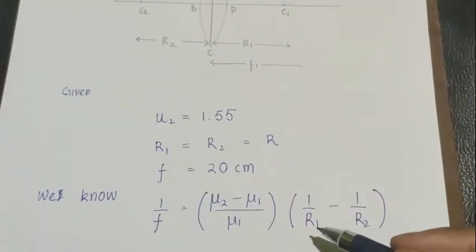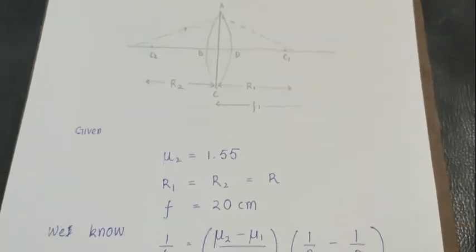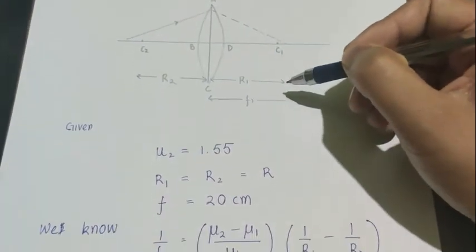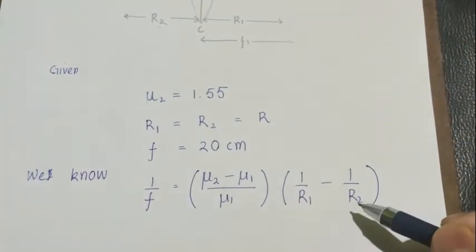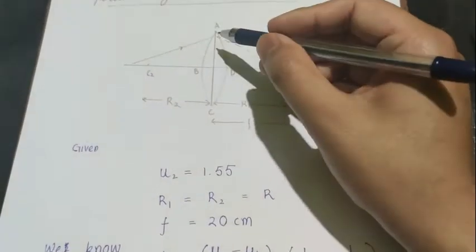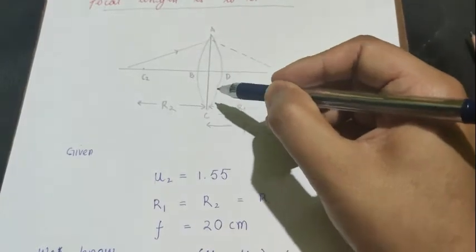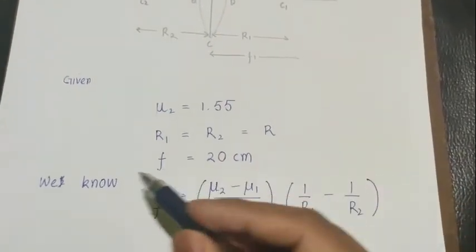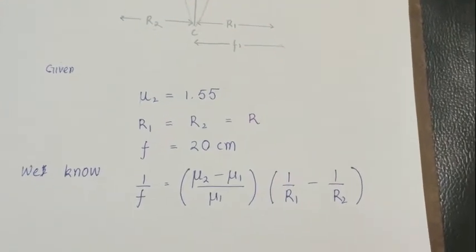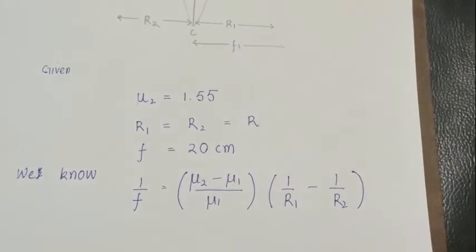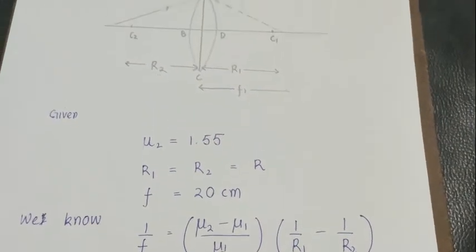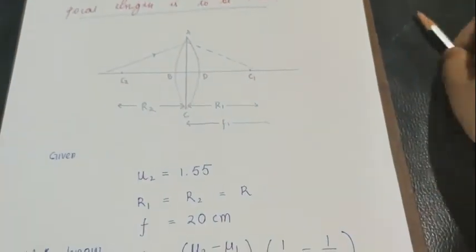Then 1 by R1, where R1 is the radius of curvature for your first surface ABC, and 1 by R2, where R2 is your radius of curvature for your second surface ADC. Now in your formula, you have everything except which quantity? Mu1. What is this mu1? Mu1 is the refractive index of the surrounding medium.